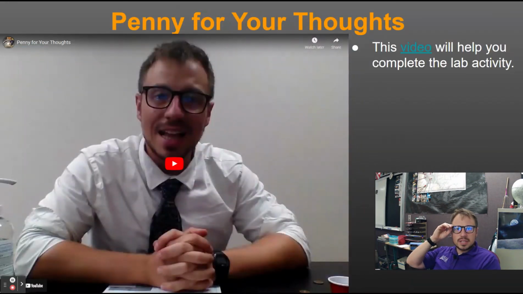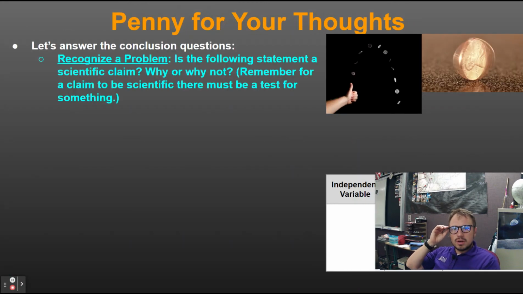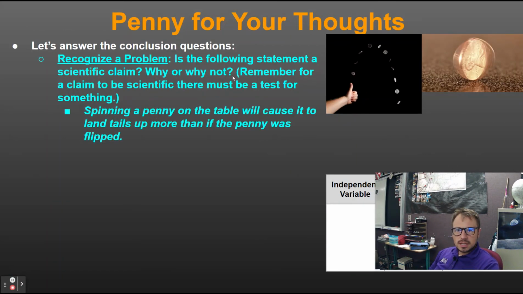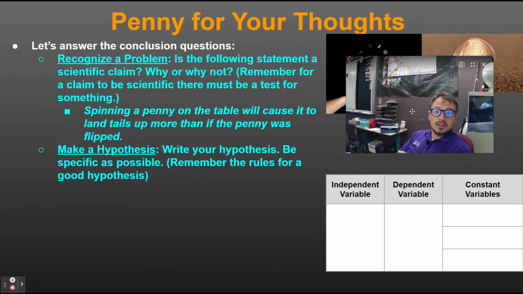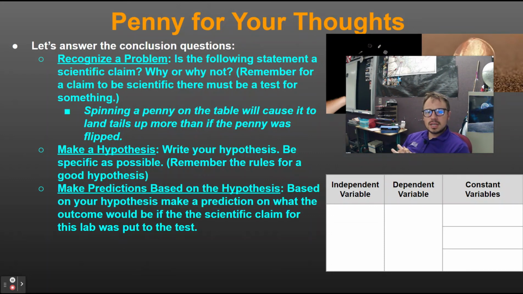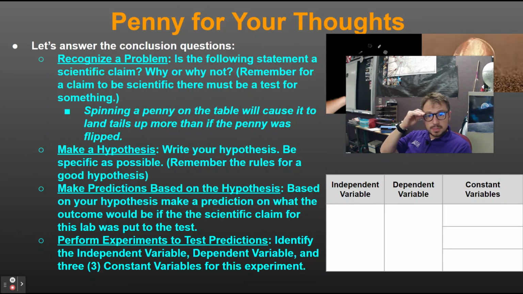So in order, we did penny for your thoughts. We already recognize the problem, right? So that is, hey, what if I spin a penny and flip a penny? Will that have an effect? So we make a hypothesis. I would say, I think it's going to land tails up more often because I think Lincoln's head has more mass and it's going to tend to fall that way. If I make a prediction based on the hypothesis, I would say I think it's going to land tails up more than 50% if you spin it because of that mass distribution. Now we perform the experiment to test the predictions.